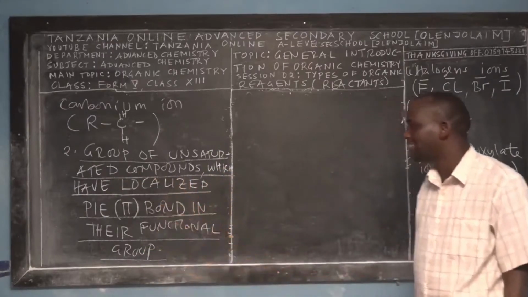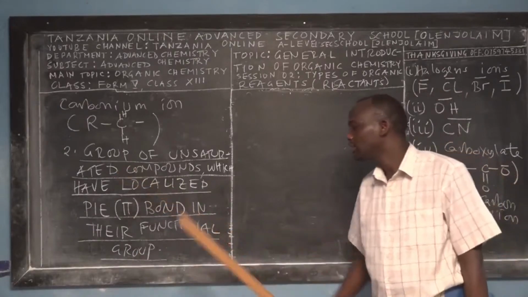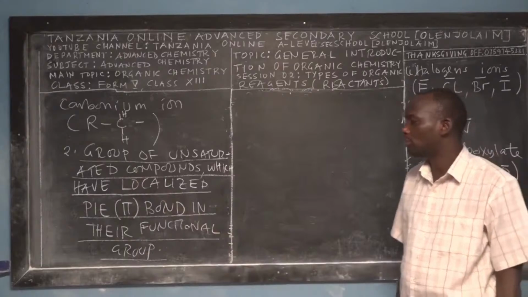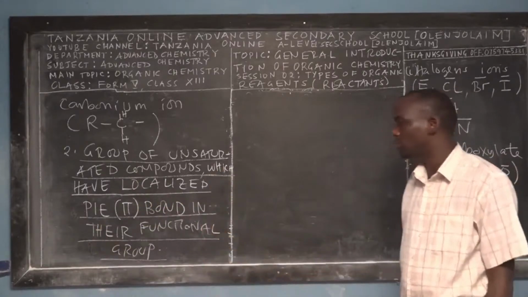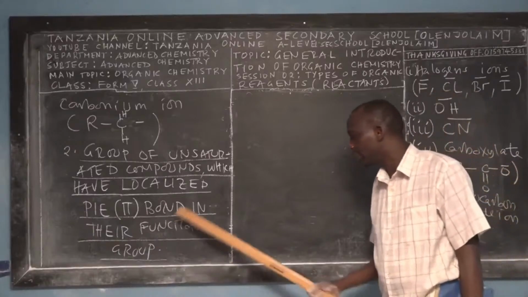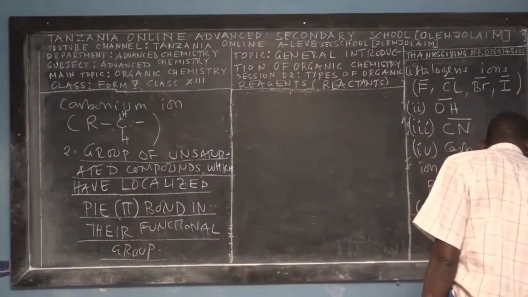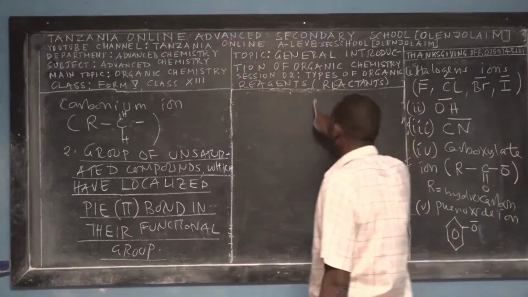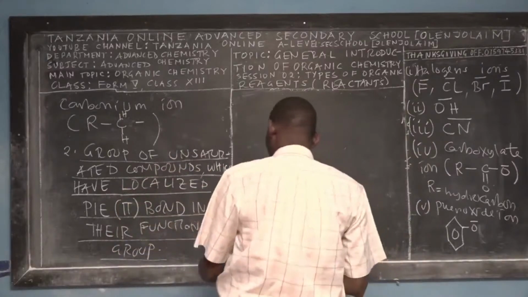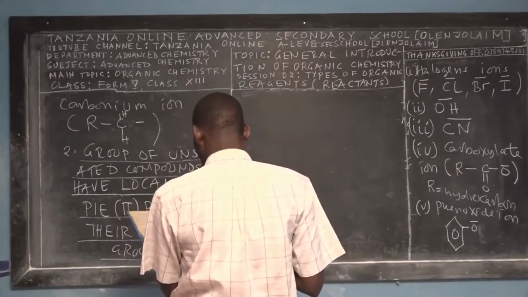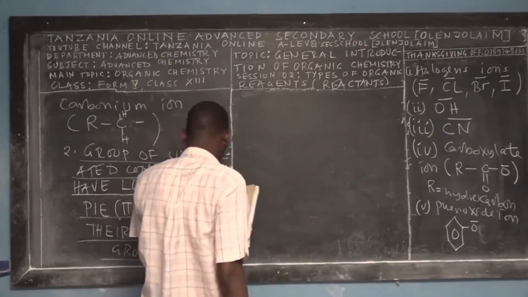Which have localized the pi bond. Pi bond is one of the subtopics in chemical bonding that I taught you about, the pi bond and the sigma bond, right? In their functional group. So listen carefully.